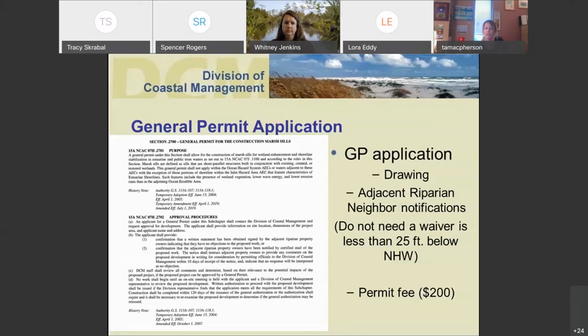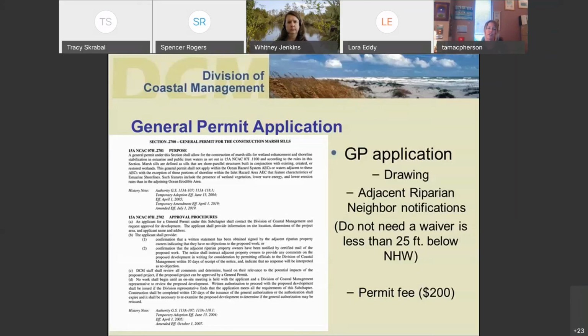If you're applying for a living shoreline and you're less than 25 feet below high water, you simply need to notify your adjacent property owners. If you're farther than 25 feet, we are going to need waivers from those adjacent property owners if you're going to be within 15 feet of those riparian lines. So if it's closer than 25 feet, we're looking at this similarly to a bulkhead construction, where you're going to be able to go all the way to your property boundaries or your riparian line boundaries.